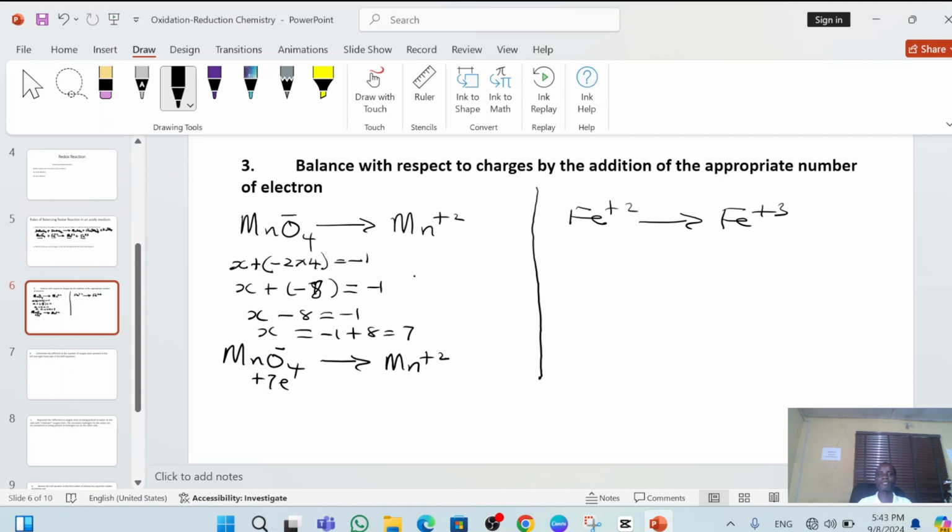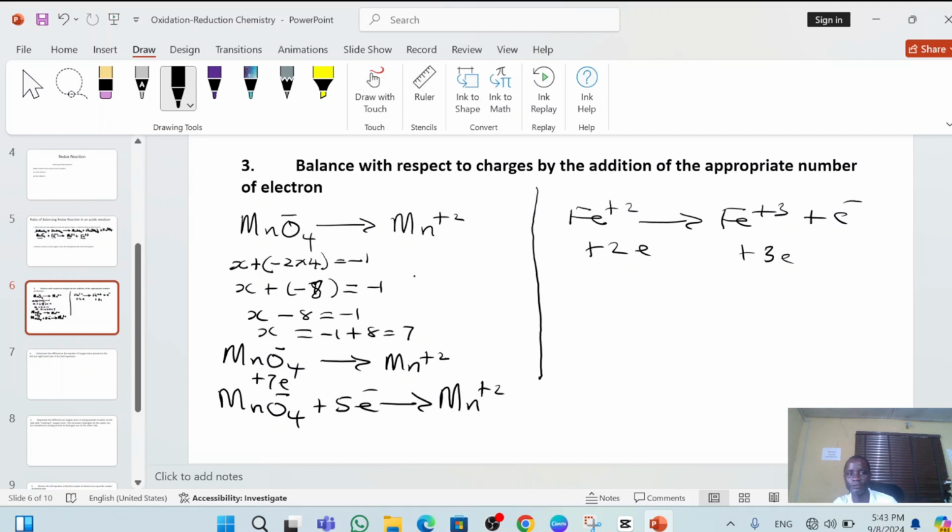Then we are going to add 5 electrons to this side where you have excess in order to reduce. Then we have MnO4 minus plus 5 electrons give Mn2 plus. On this side we have plus 2 here, and then here is plus 3. Then we are going to add just one electron here to balance. That's the third principle. And then let's now move to the fourth principle.